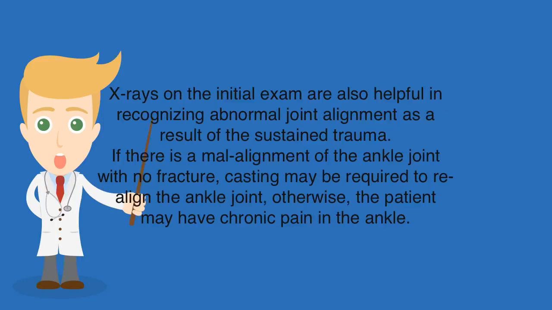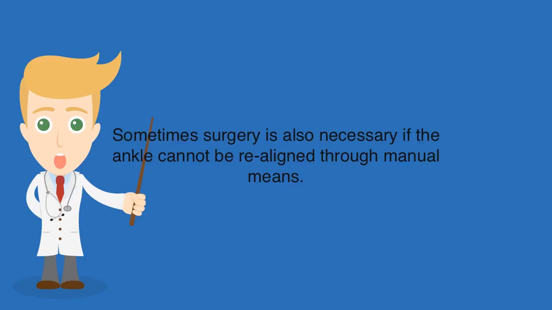X-rays on the initial exam are also helpful in recognizing abnormal joint alignment as a result of the sustained trauma. If there is a malalignment of the ankle joint with no fracture, casting may be required to realign the ankle joint, otherwise, the patient may have chronic pain in the ankle. Sometimes surgery is also necessary if the ankle cannot be realigned through manual means.